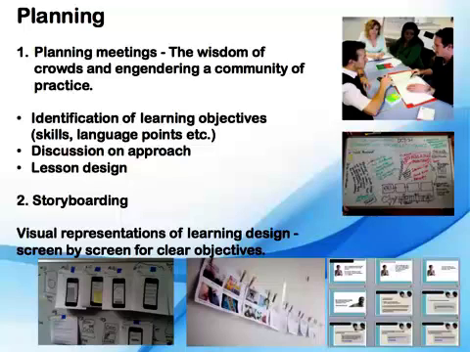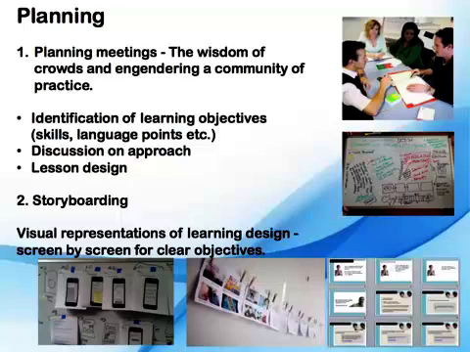The first stage of planning will be meetings. Okay, I'm a big believer in the wisdom of crowds and engendering a community of practice. The more you use those around you, the more buy-in you get from them as well. The more involved they get, the more experience they might get as well. If you have a specialist on site that's going to do a lot of this, if you bring in those around you, then they might be interested. They might want to take over in future as well.